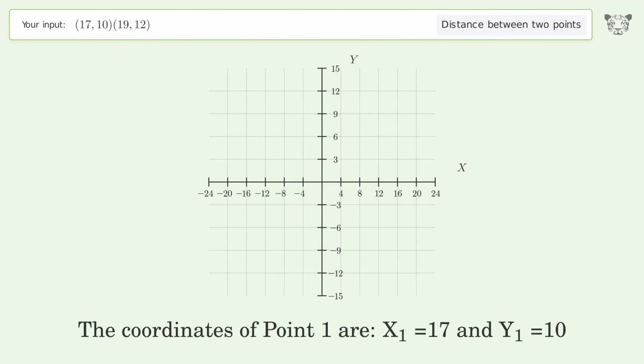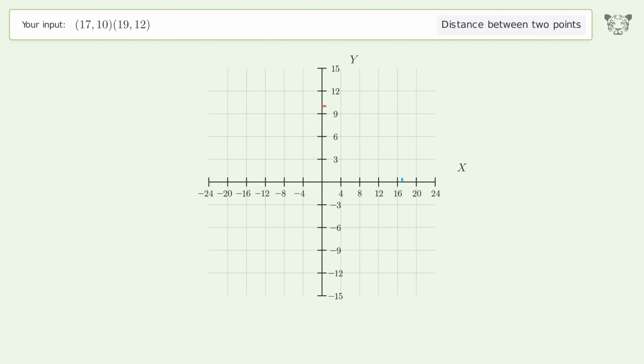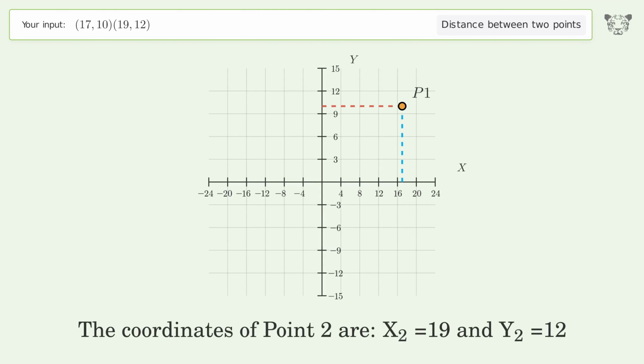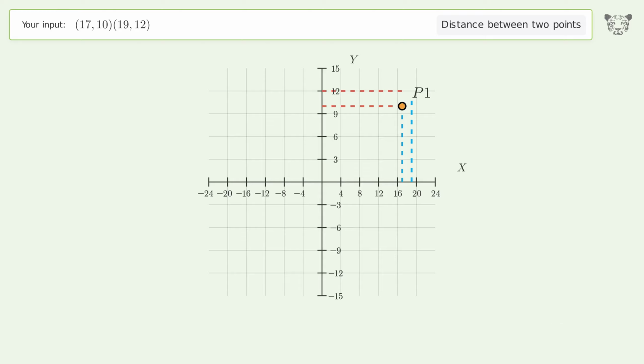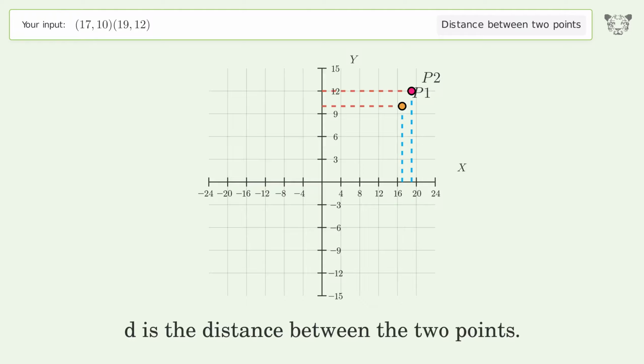The coordinates of point 1 are x1 equals 17 and y1 equals 10. The coordinates of point 2 are x2 equals 19 and y2 equals 12. D is the distance between the 2 points.